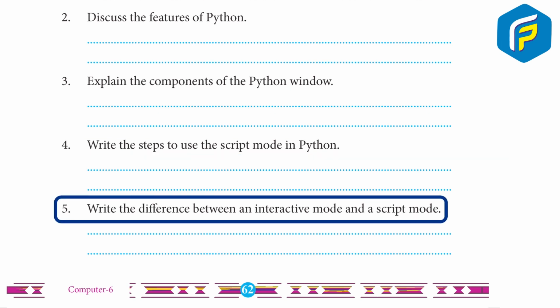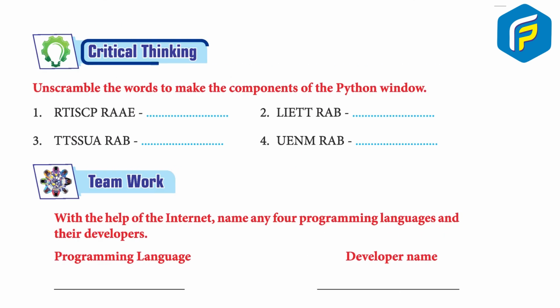5. Write the difference between an interactive mode and a script mode. Answer: Interactive mode is where you type commands and they are immediately executed. Script mode is where you put a bunch of commands into a file, a script, and then tell Python to run the file.